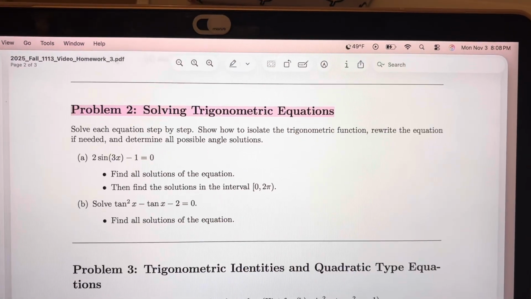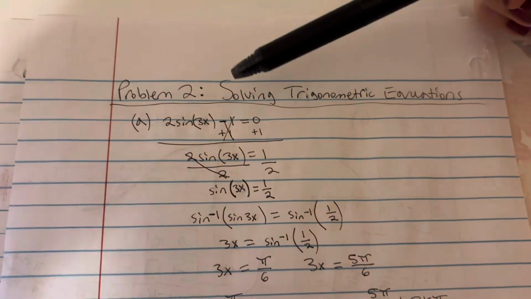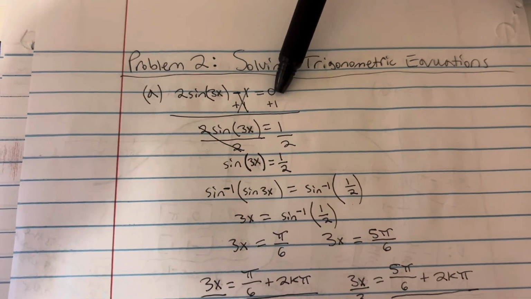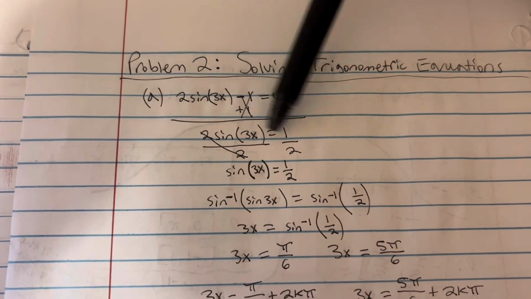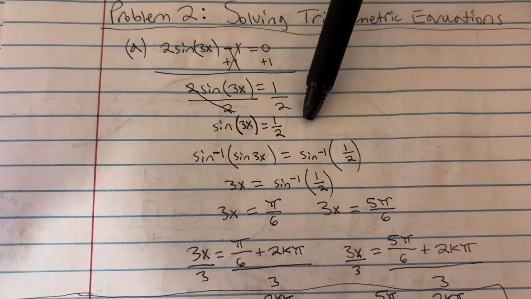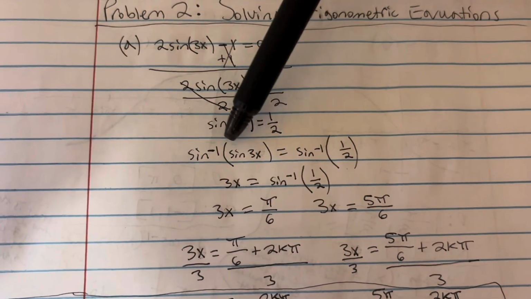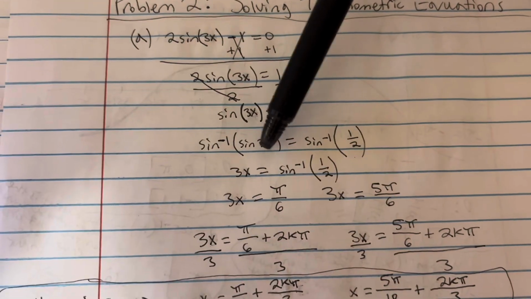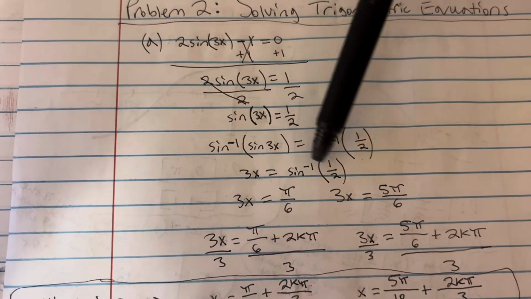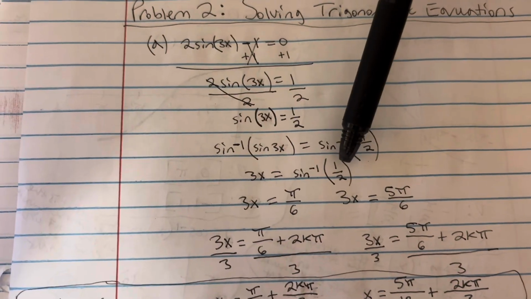Problem 2, solving trigonometric equations. So basically, here's our first example. It's 2 sine of 3x minus 1 equals 0. First, we will isolate the sine of 3x, and we get sine of 3x equals 1/2. And then we take the inverse to cancel out the sine, and so we're left with 3x equals inverse sine of 1/2. So where on the unit circle would the y value be 1/2?